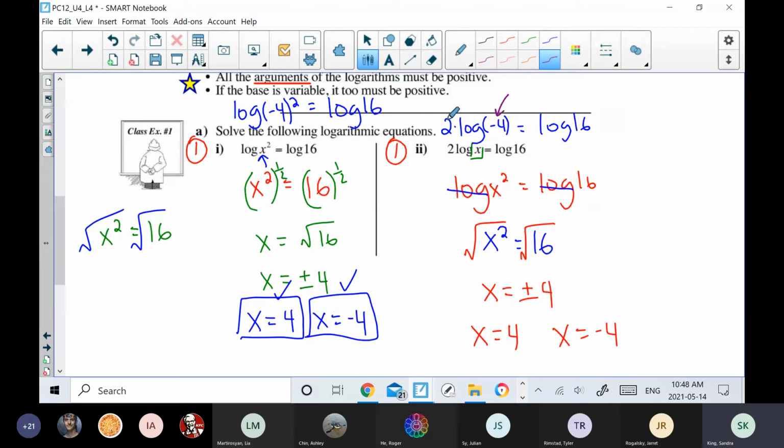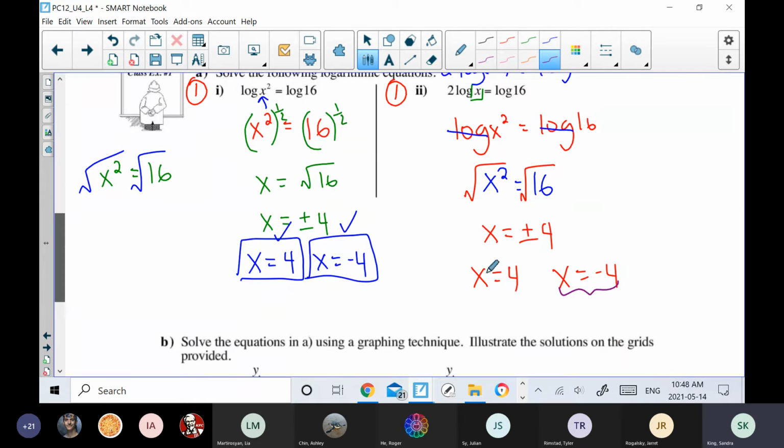I cannot have that. Even though you might say, well, can't you just use the power law and put it on top of the argument? Yes, you can if you were solving, but we're not even going to solve with this because we can never have a negative argument. Therefore, this -4 in this example is extraneous, and this is my solution. Okay, so always input your solutions into the original equation. If ever you get a negative argument, the answer will be extraneous.